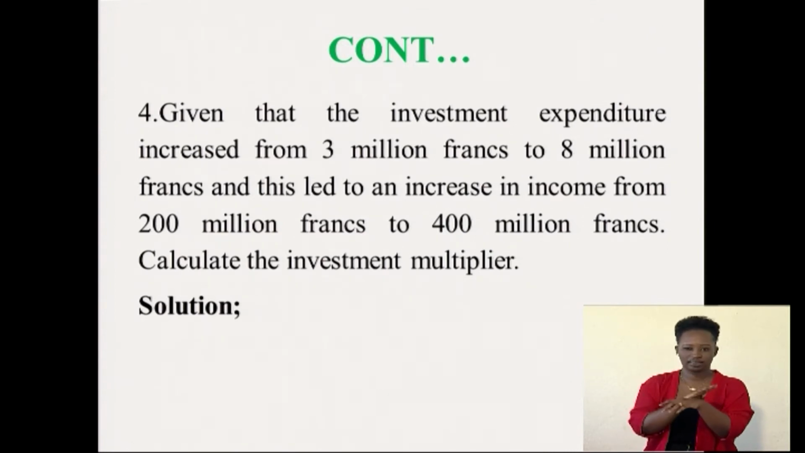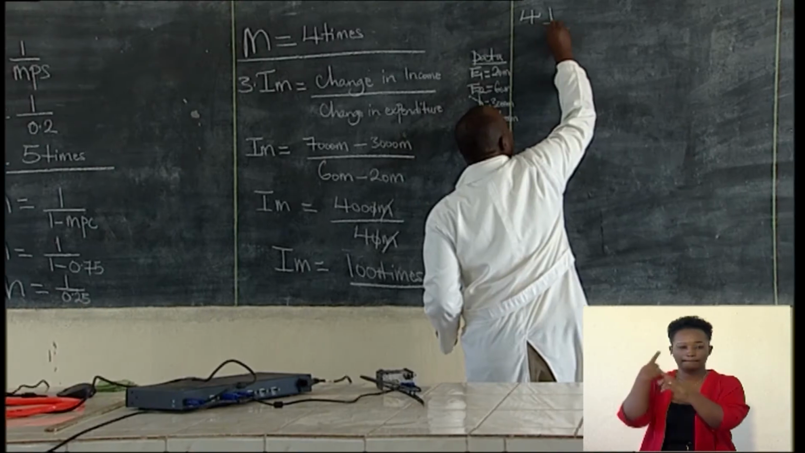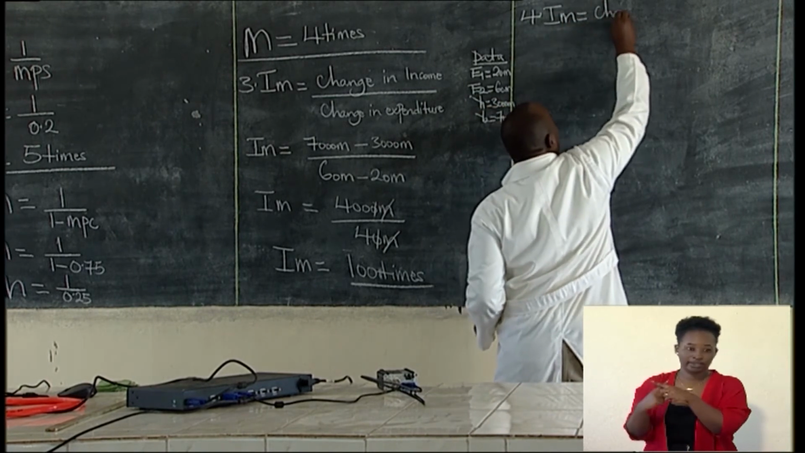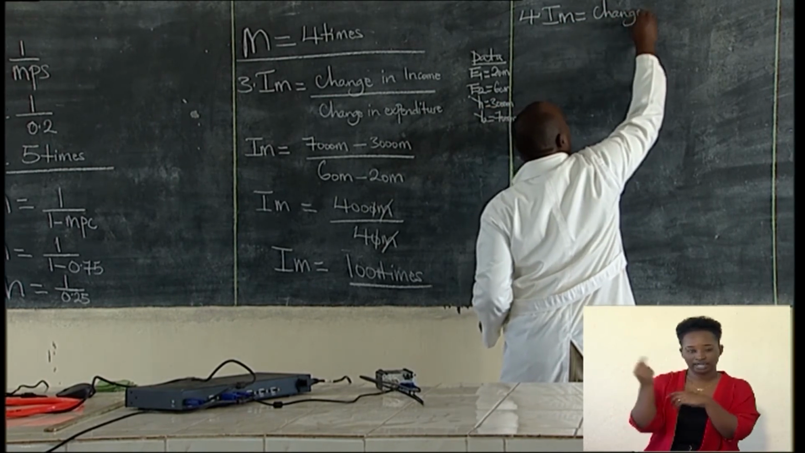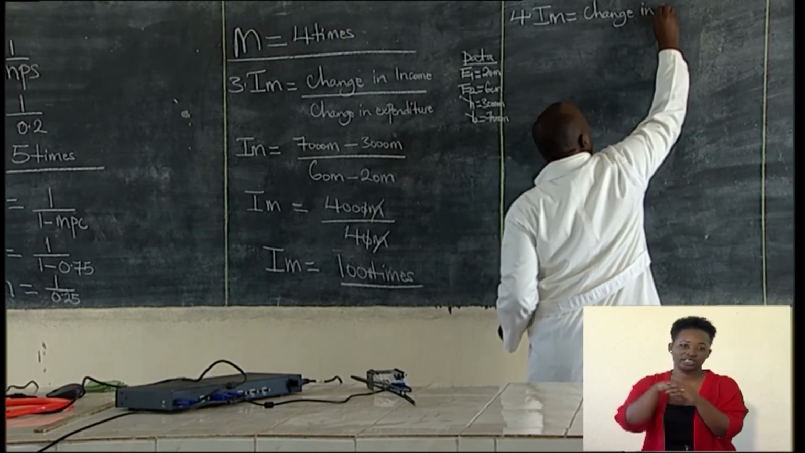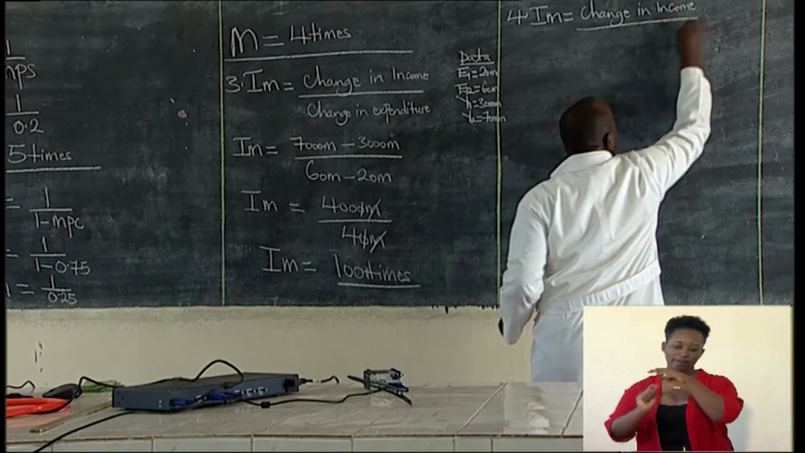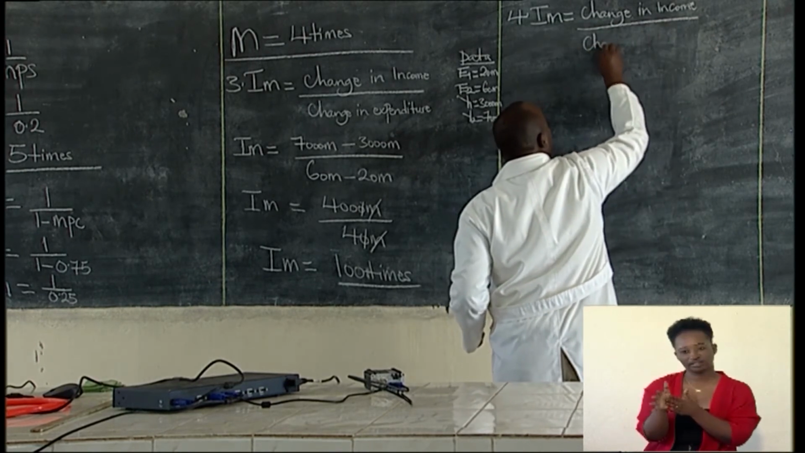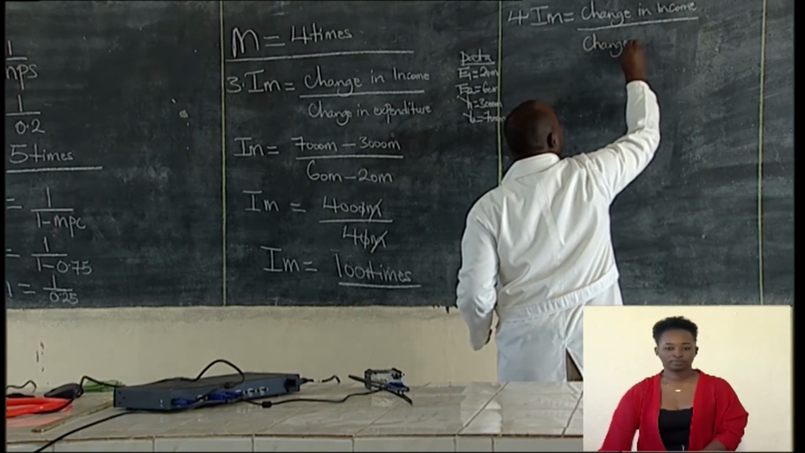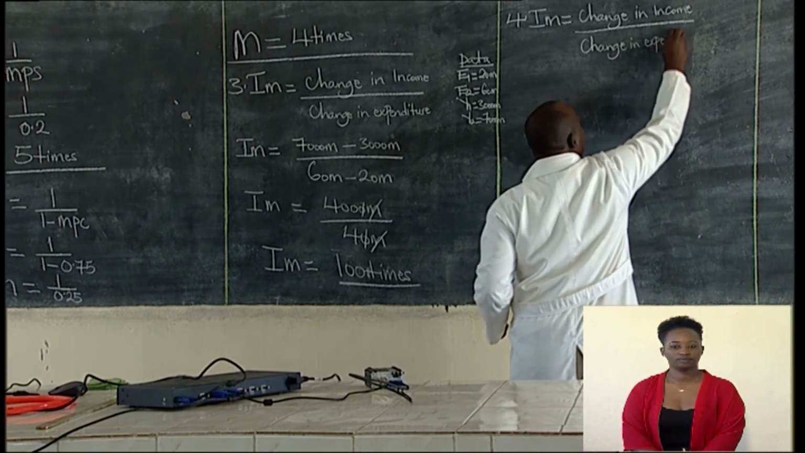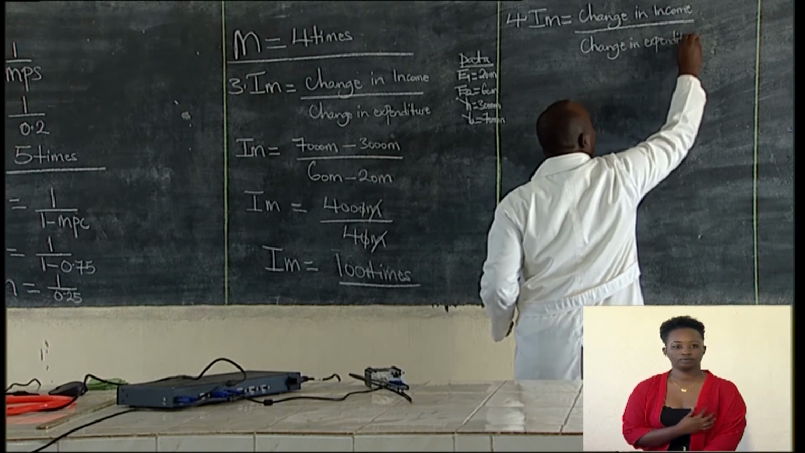How do we calculate the investment multiplier? On question 4, to get the investment multiplier, we get the change in income divided by change in expenditure.